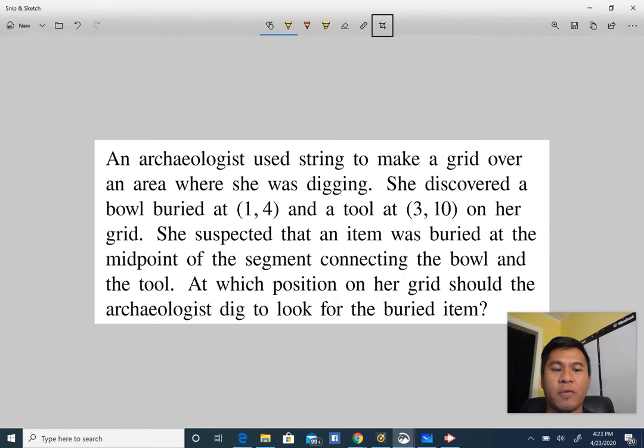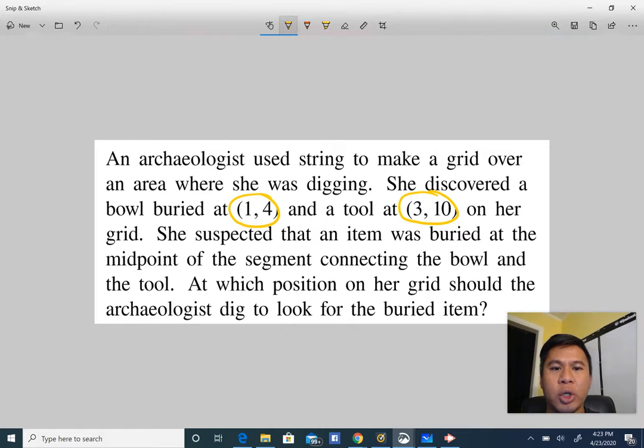For the first problem, it says an archaeologist used string to make a grid over an area where she was digging. She discovered a bowl buried at (1, 4) and a tool buried at (3, 10) on her grid. She suspected that an item was buried at the midpoint of the segment connecting the bowl and the tool. At which position on her grid should the archaeologist dig to look for the buried item?